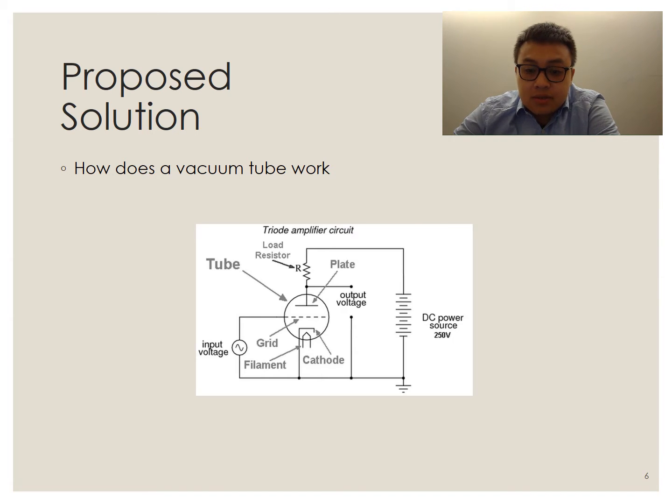If a resistor is placed in series with the plate and the plate current is varied by the applied grid cathode voltage, the voltage across the resistor changes in proportion. Thus, a relatively small grid cathode voltage change can cause a relatively large voltage change across the plate resistor. The tube can amplify the input signal.